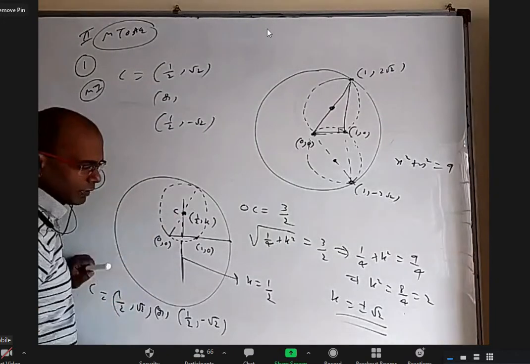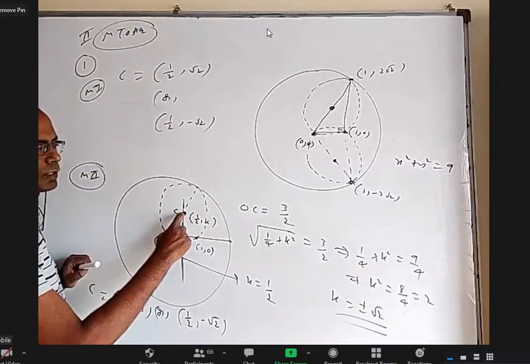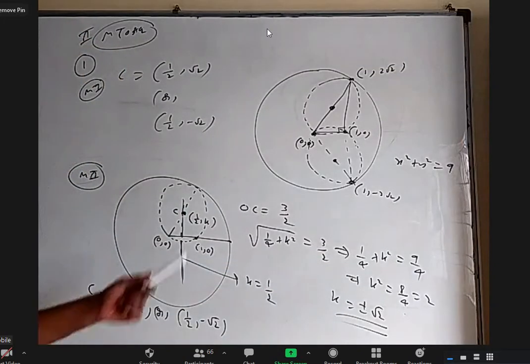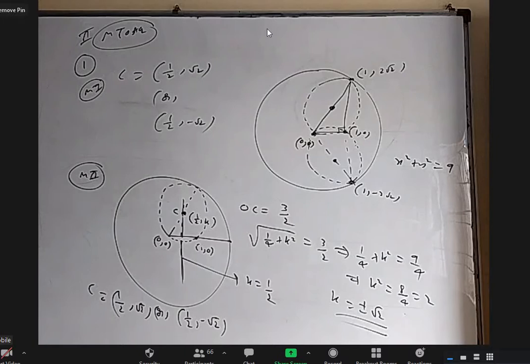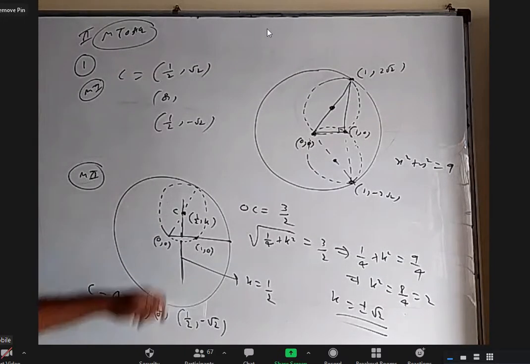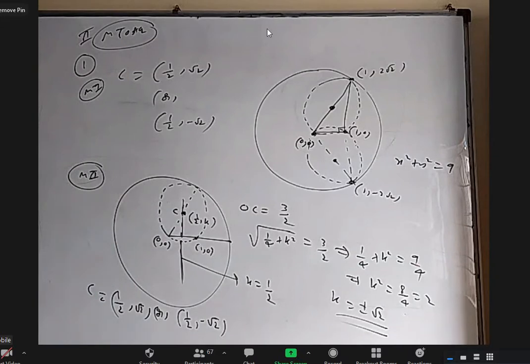But I don't know the y coordinate. To find it, this distance should be 3 by 2. I equated it to 3 by 2 and then I got k value as plus or minus 2. You can do it like this: you know the x coordinate of the center, but you don't know the y coordinate, so you use distance. The radius of the required new circle is 3 by 2.